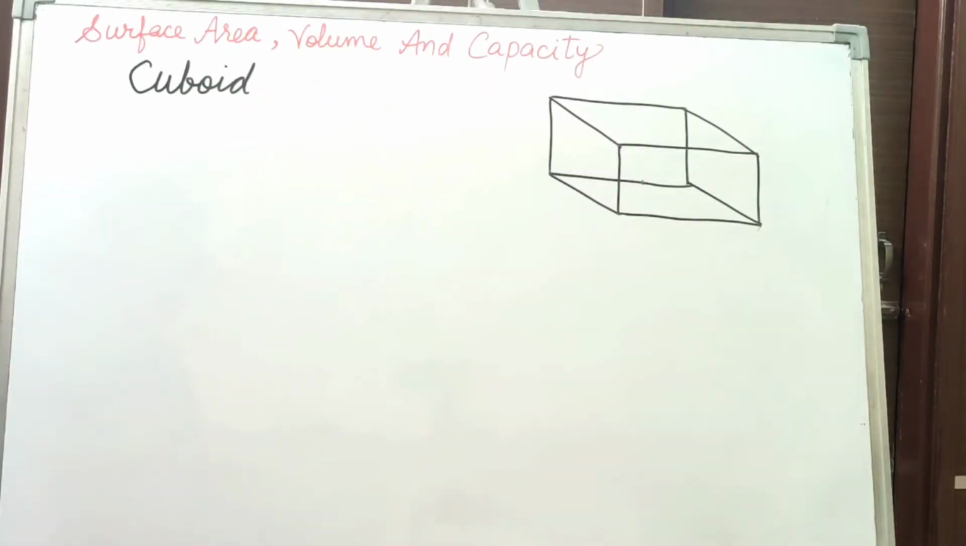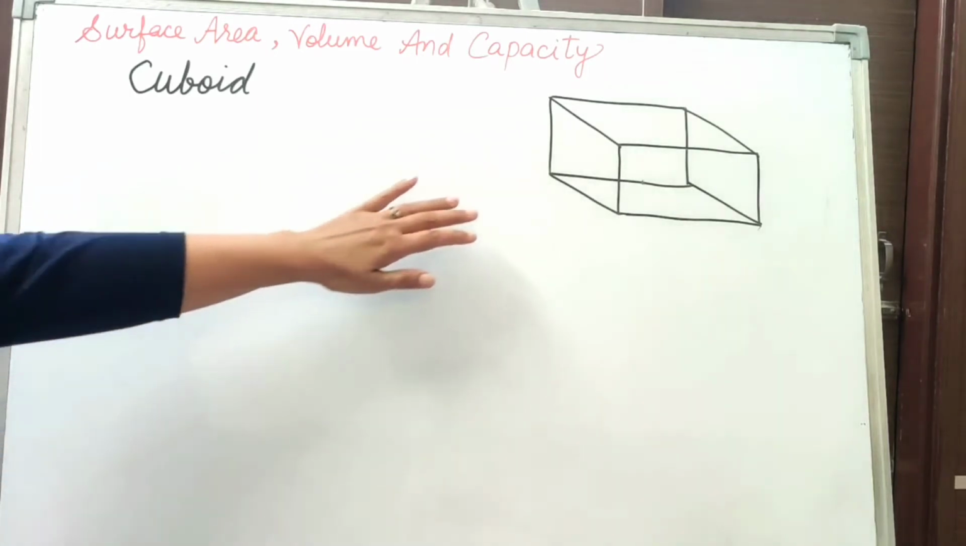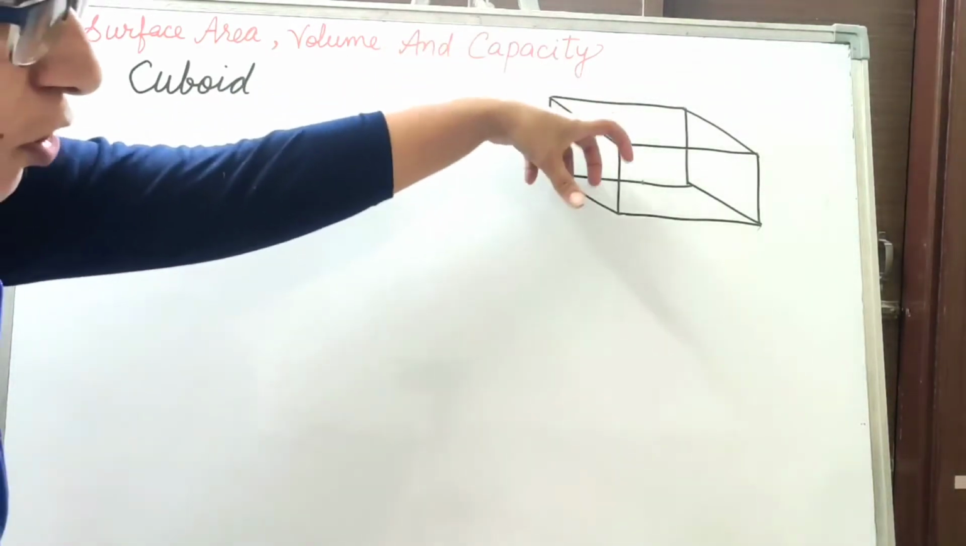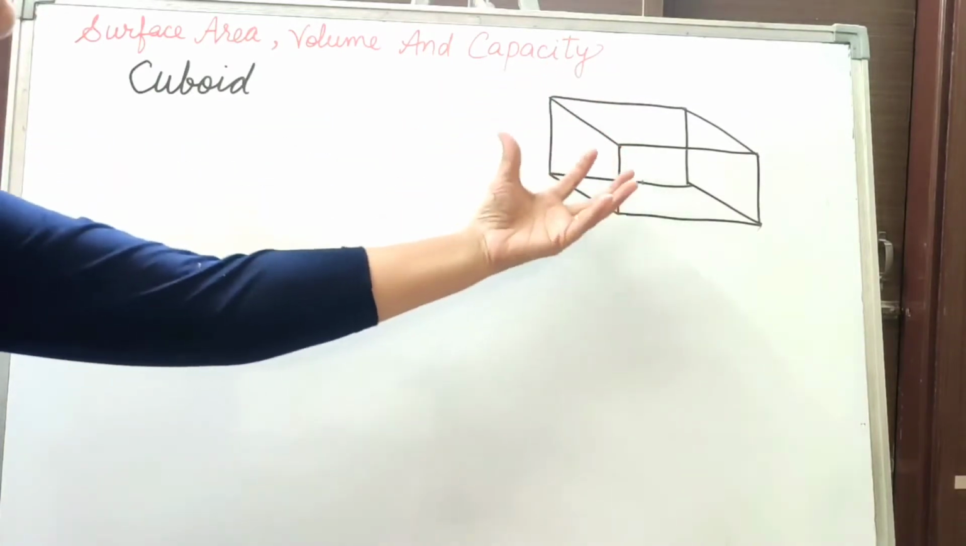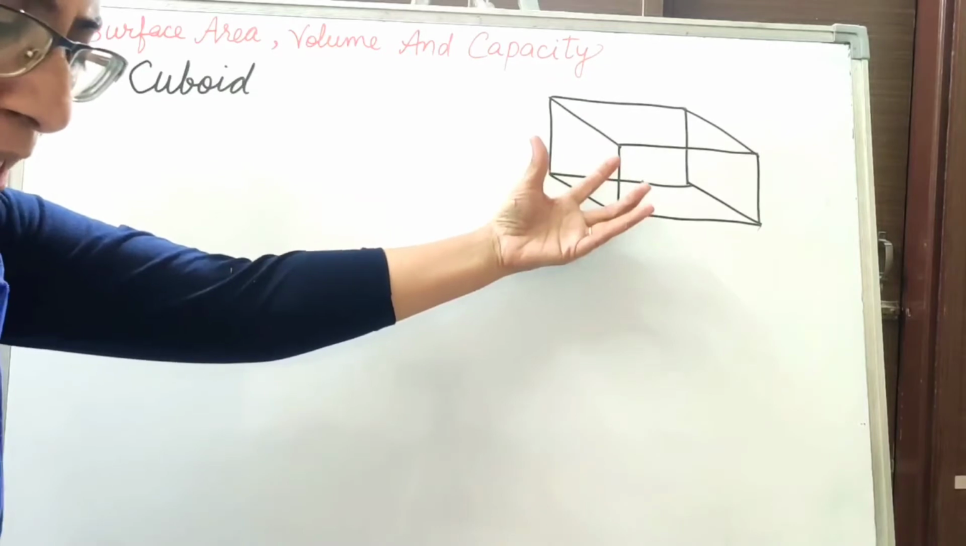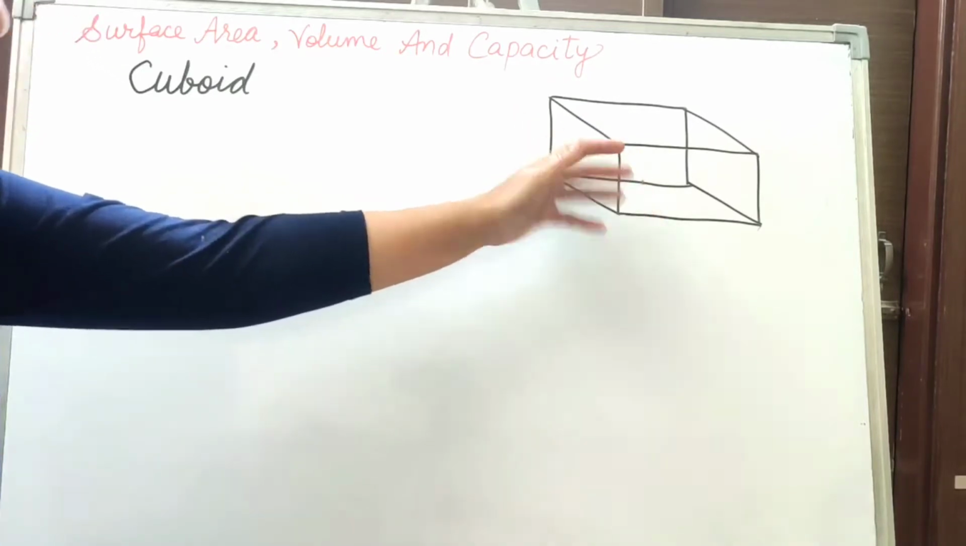And capacity, the capacity of the container is its internal volume. Whatever we can fill in this box, that is the internal capacity. So that is known as capacity of this container.